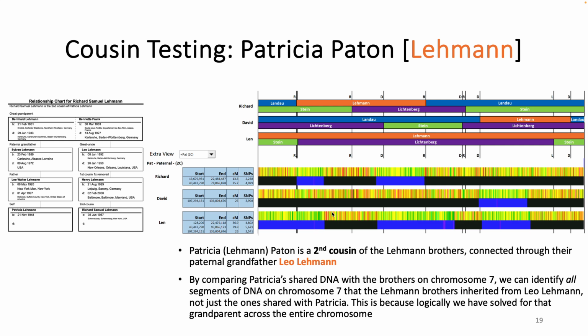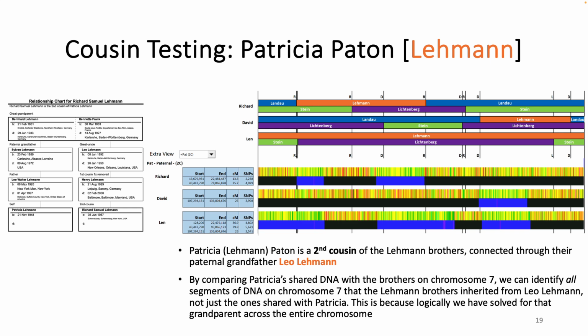This is a paternal cousin. Her name is Patricia Patton. Her maiden name is Lehmann, and she is a second cousin of the Lehmann brothers. And she's connected through their paternal grandfather, Leo Lehmann. So again, a second cousin. She's an ideal candidate for this type of testing.